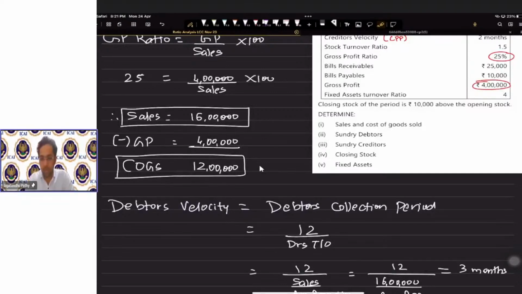Okay, so let me see if there are any queries. For inventory turnover alone, we should take COGS, and for other turnover ratios, sales should be used. Yeah, true, correct. Darshan, you should be using, and for inventory, it has to be COGS. And for other turnover ratios, it should be sales.